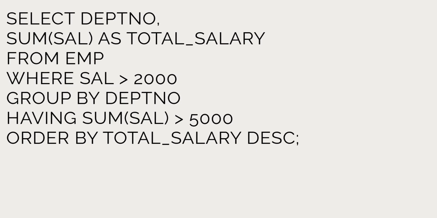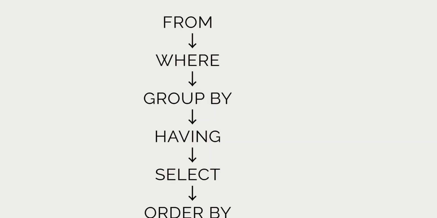But if you want to execute it, if you want to debug the query, what could be the order of execution of this particular query? First it will execute from. That means it will get the table name, from which table we want to perform. Then it will go to the where. In where, what is the condition it has to apply, right? Say salary should be greater than 2000.